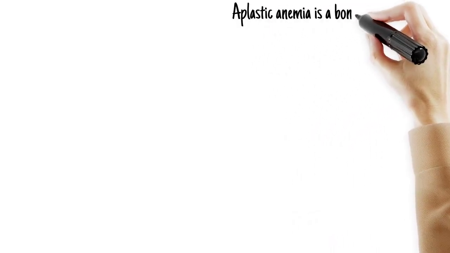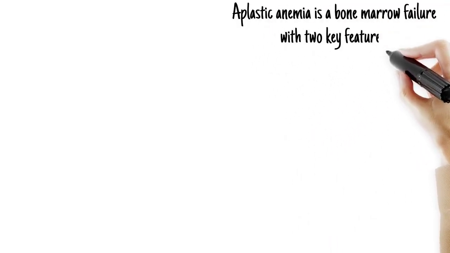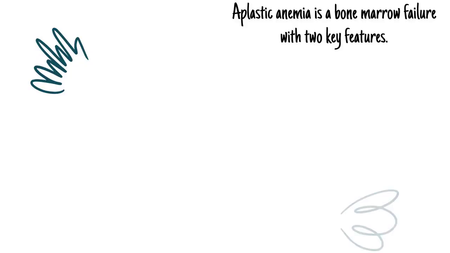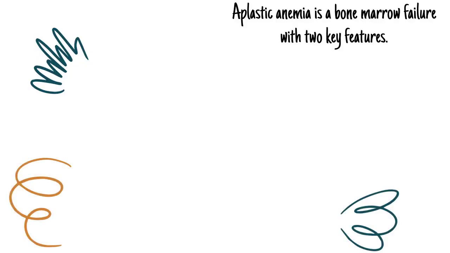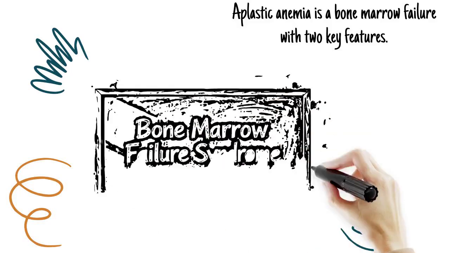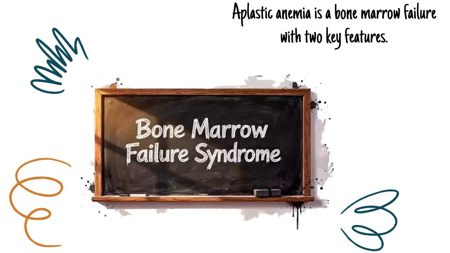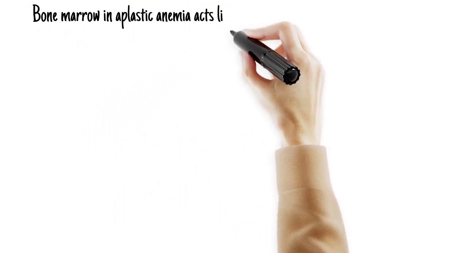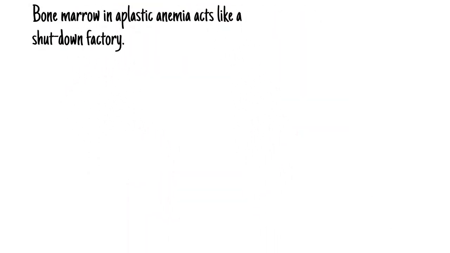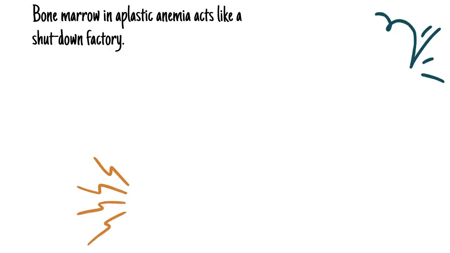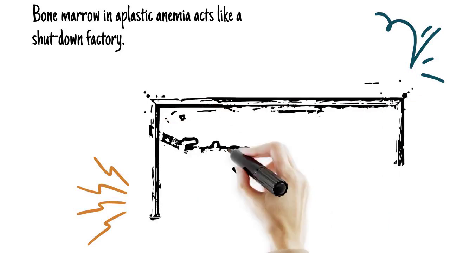Aplastic anemia is a serious bone marrow failure syndrome defined by two hallmark features that always appear together: a profoundly hypocellular bone marrow and peripheral pancytopenia. To understand what hypocellular means, think of the bone marrow as a factory that manufactures all blood cells. In aplastic anemia, that factory has essentially shut down.